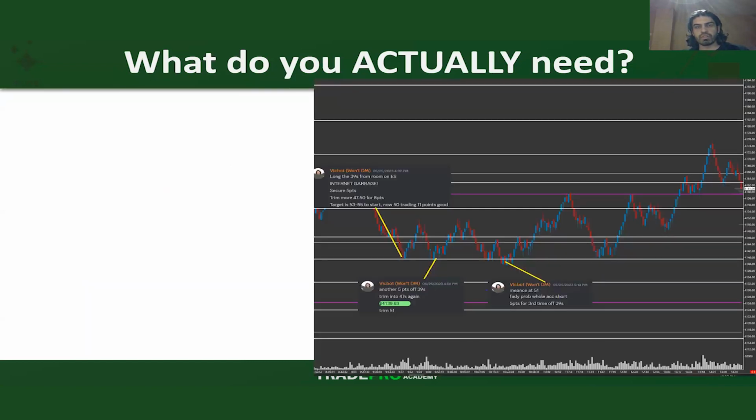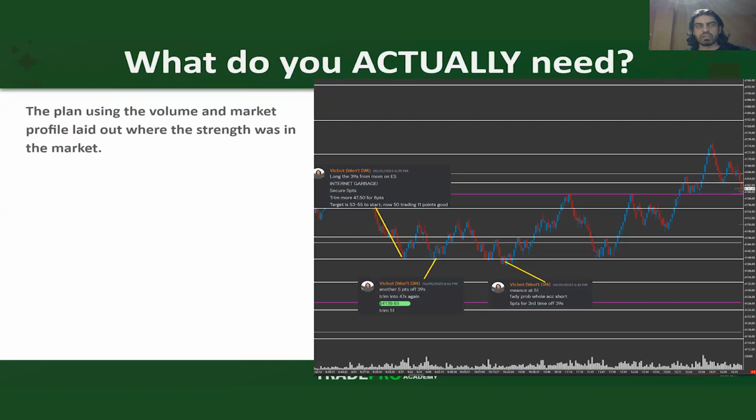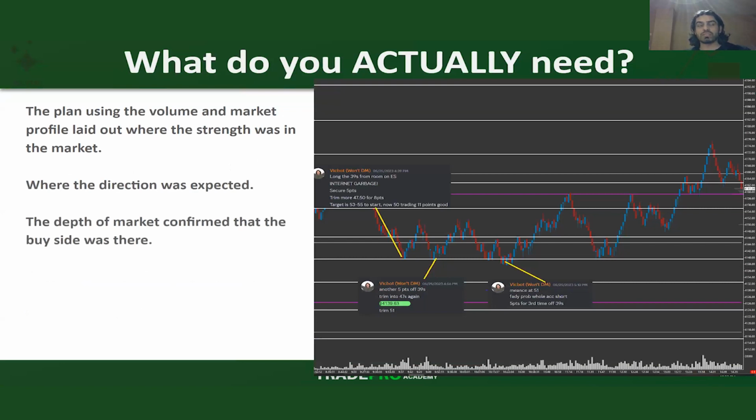Whoops, I feel like I already broke that down. So this is it, right? The plan using the volume profile and the market profile that laid out where the strength of the market was, right? I'm looking for those longs into 37 to 40. I know it's a 3-point range, but into that area. So you can see these are longs from 39, multiple longs, 3 longs off the 39 based on the expected direction from the volume and the market profile, right?